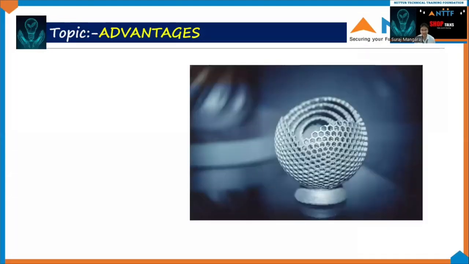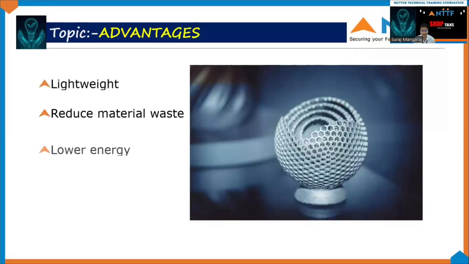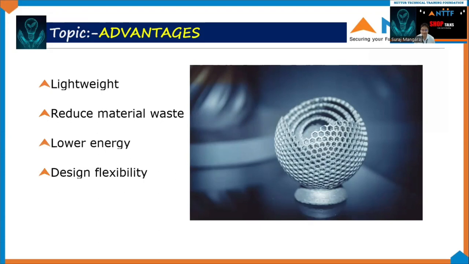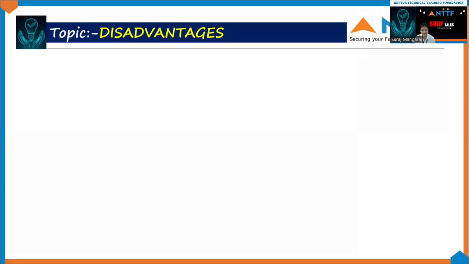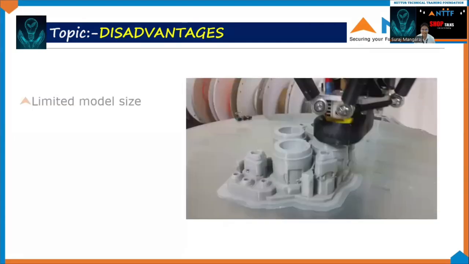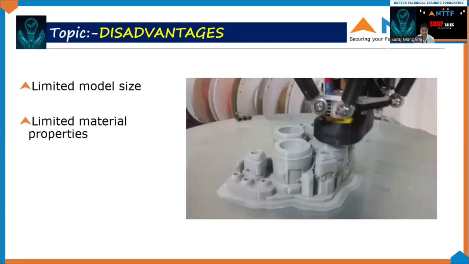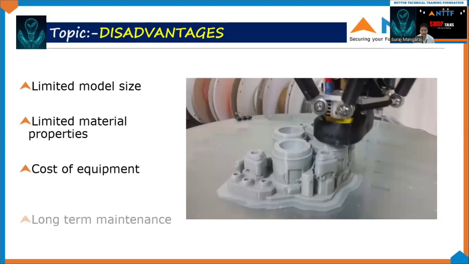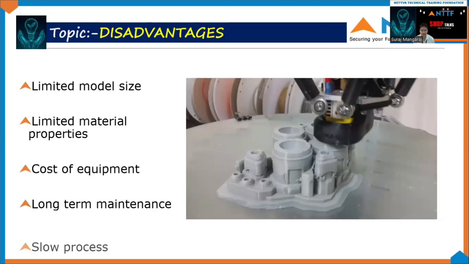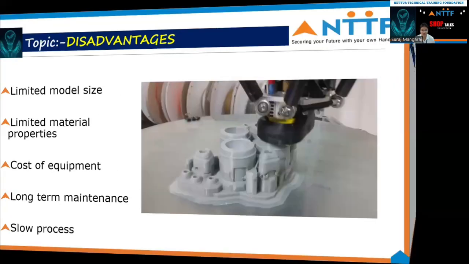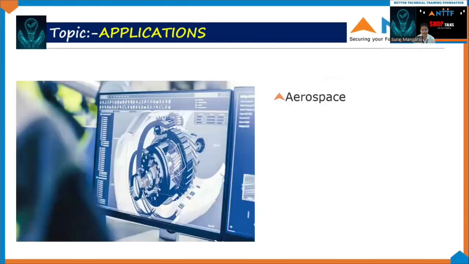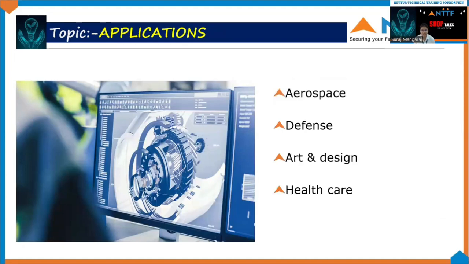Let us come to our next. What are the advantages? It is lightweight, it reduces material waste, lower energy, design flexibility, and it is a customized product. Disadvantages are limited model size, limited material properties, high cost of equipment, long-term maintenance, and slow process. Next, come to applications: aerospace, defense, art and design, healthcare, food. Thank you.